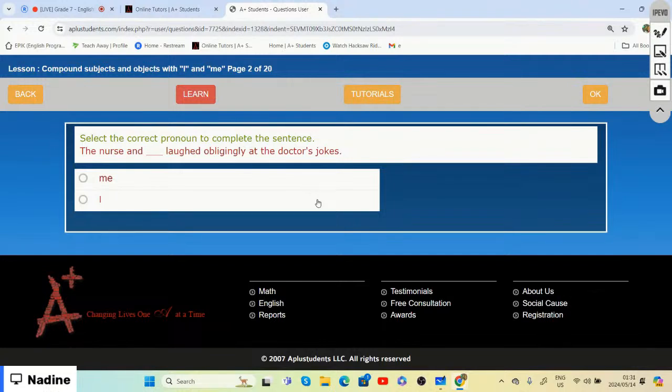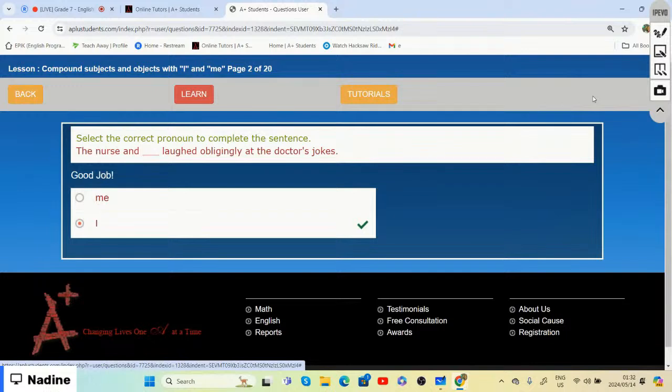All right. So it says that the nurse and I laughed obligingly at the doctor's joke, because who is doing something? I'm also doing it, as well as the nurse, right? Remember, the subject pronoun shows the action that you are doing, right? So I is correct.